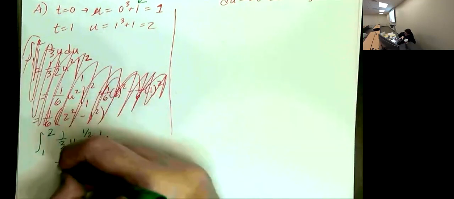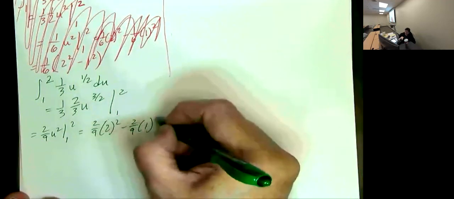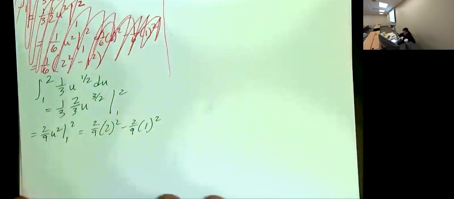So the upper power here goes up to 3/2. Multiply by the reciprocal, I got 2/3. And we're doing from 1 to 2. So I've got 2/9 u to the 3/2 from 1 to 2, which is 2/9 times 2 to the 3/2 minus 2/9 times 1 to the 3/2.